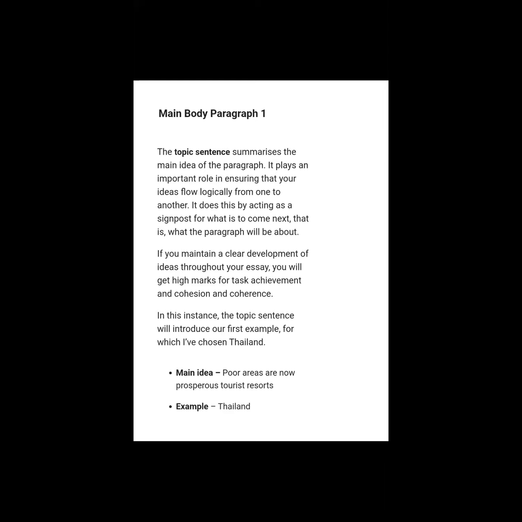So main idea: poor areas are now prosperous tourist resorts. An example is Thailand. Now remember, you can always make this up. It shouldn't be actual. You can decide to pick anything as your example. So topic sentence: one country that has experienced a significant economic boost from tourism is Thailand. Next, you must write an explanation sentence that states the main point of your example.